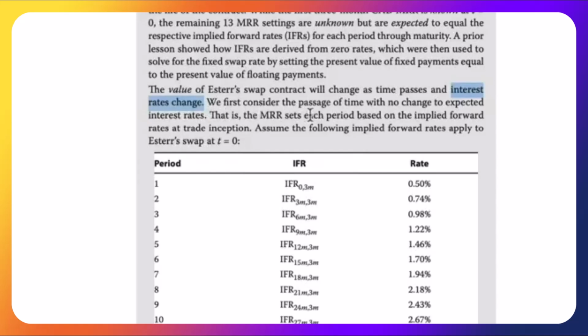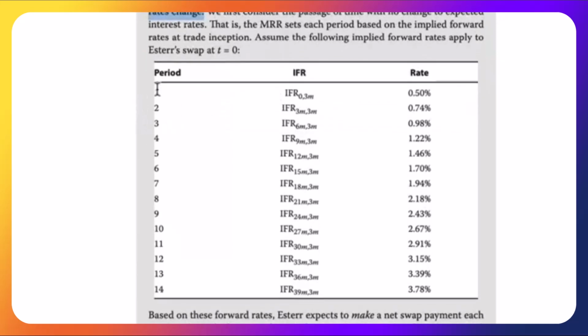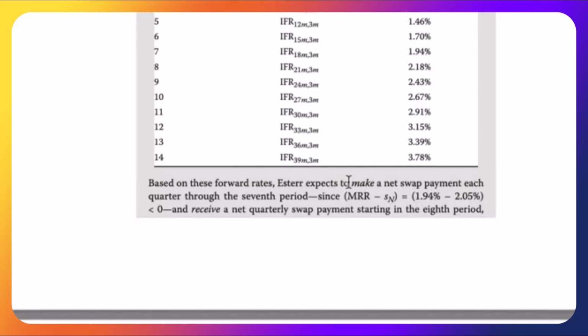That is, the MRR sets each period based on the implied forward rates at trade inception. So to assume just the passage of time, we must assume that at each period, the implied forward rate is the actual floating rate at that period. Assume the following implied forward rates apply to Esther swap at t equals 0. We need 14 of them. There's the 14. The very first one is just the same as the first period spot rate. So there are all our rates. Based on these forward rates, Esther expects to make a net swap payment each quarter through the 7th period.